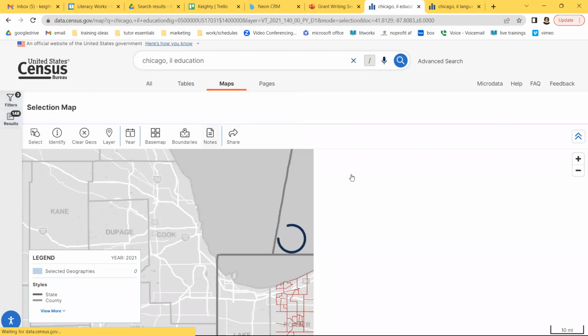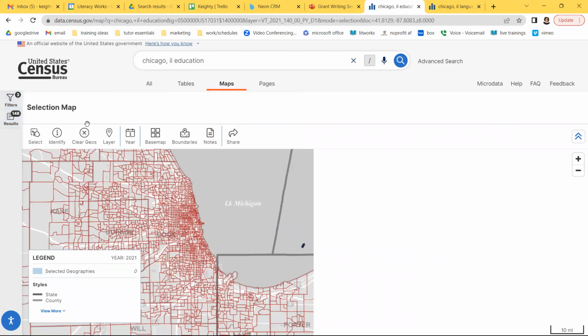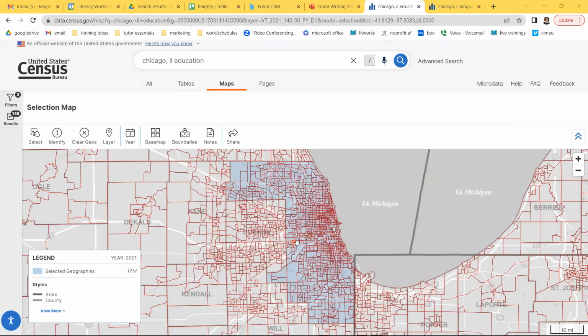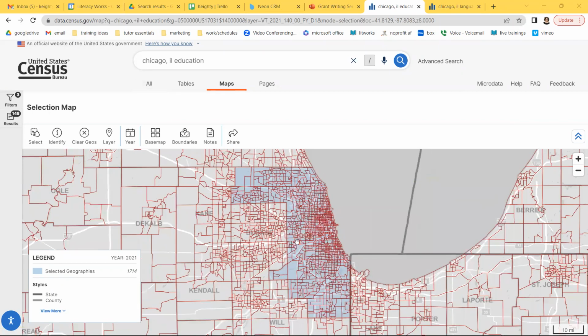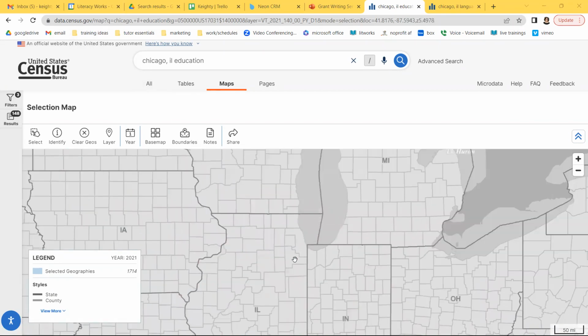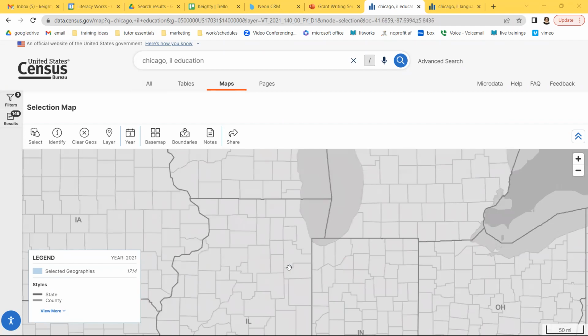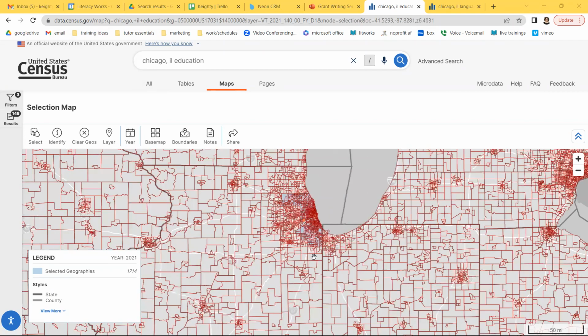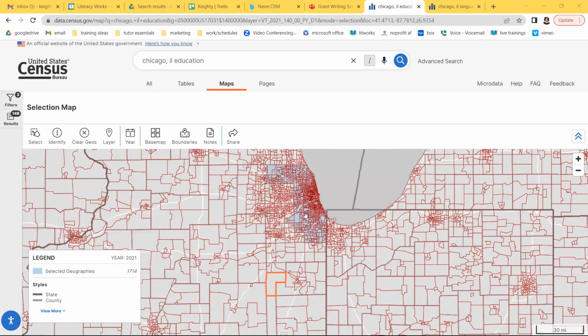You'll get familiar with all the things that pop up, the things that are in your way, and the filters that are there, and you can move all of those things. So if I zoom all the way out, you can see the whole state of Illinois, and the whole country is divided into these little tracts. So you can see Chicago's very concentrated.